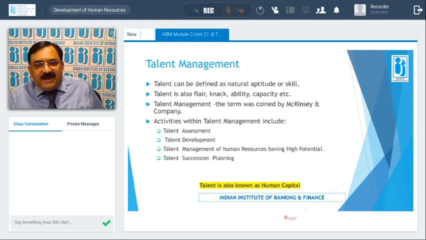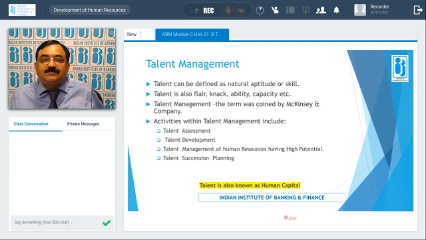Talent is also a flair, knack or ability or capacity. Talent management, the term was coined by McKinsey and Company. And activities within talent management would include the following. One is talent assessment. How do you assess the talent? Then how do you develop the talent? And then we focus a little more on human resources having high potential and strategize and be very proactive in actually developing that kind of talent. And talent management will not be complete without doing the succession planning for the future requirements.